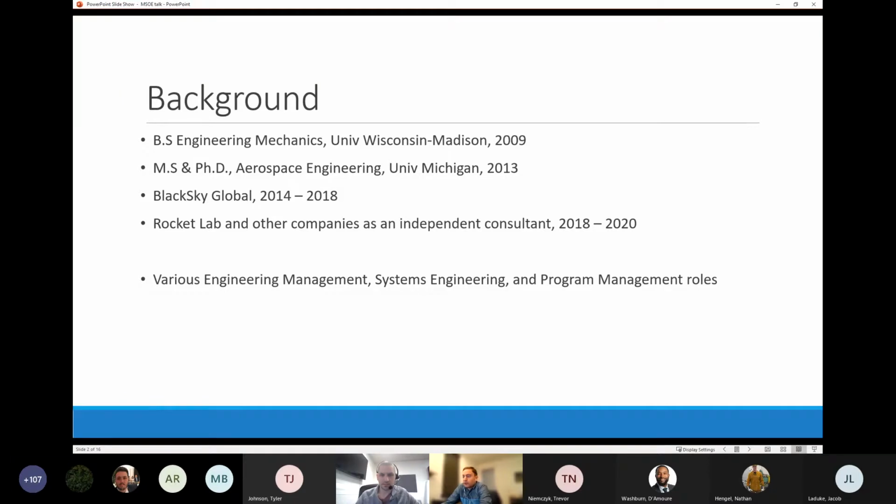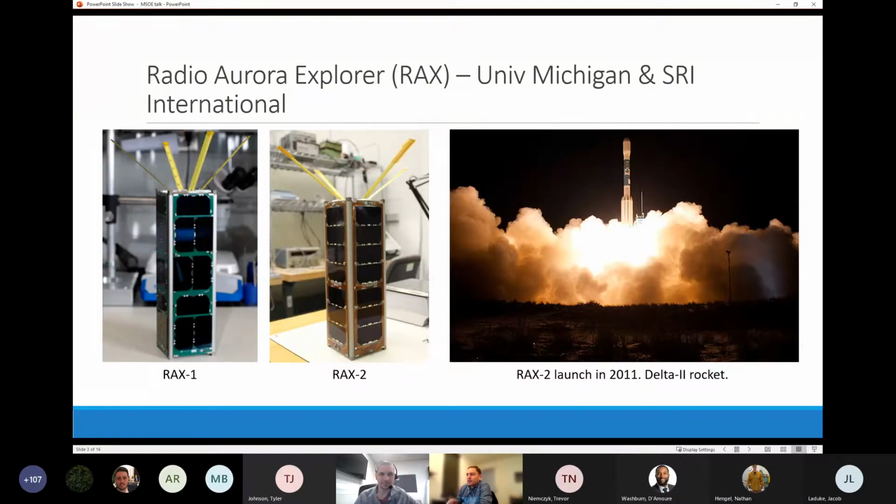I was there for about 4.5 years. I have a couple pictures of their spacecraft, which I'll show. Since then, I've been doing some independent consulting, and I've spent a lot of my time with another space company called Rocket Lab. In these different roles, it's been leadership, engineering management, system engineering, program management, where technical meets actual program execution. You have to actually build something tangibly, quickly, on schedule, on a budget.